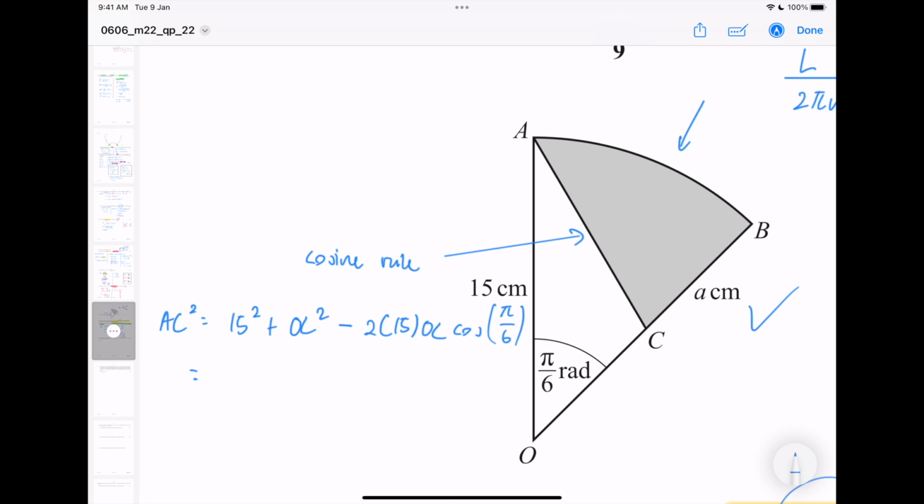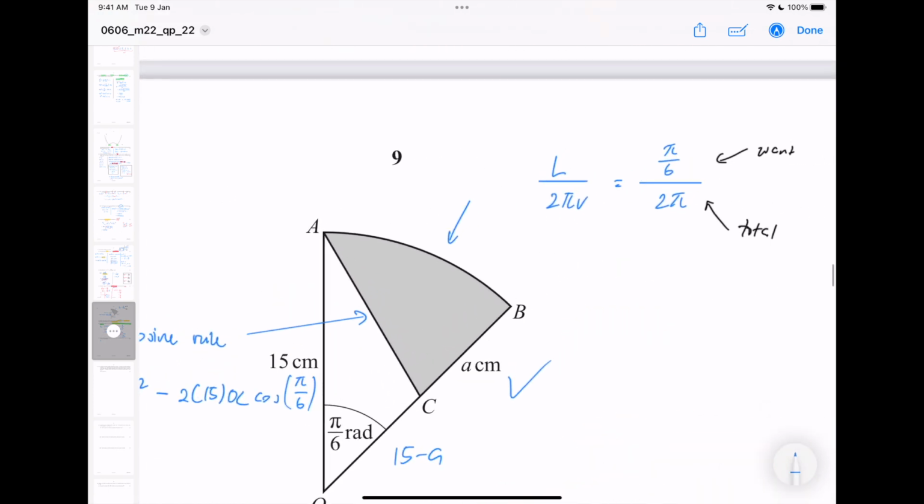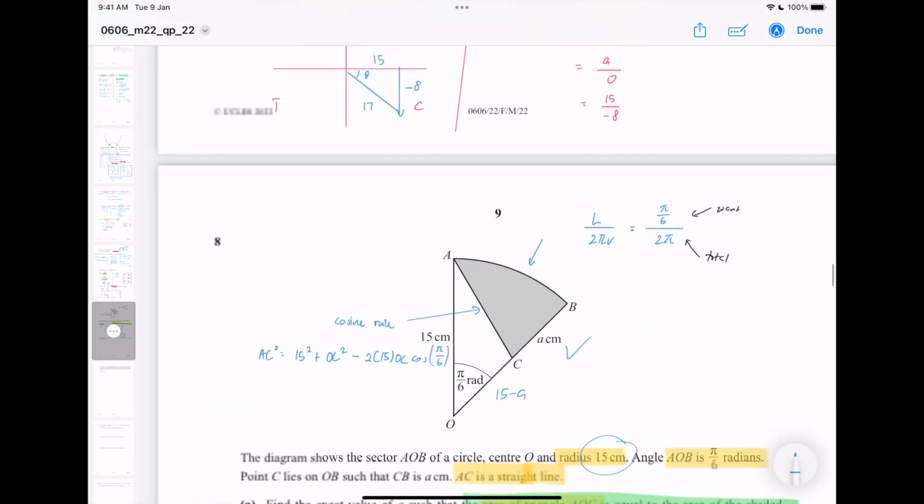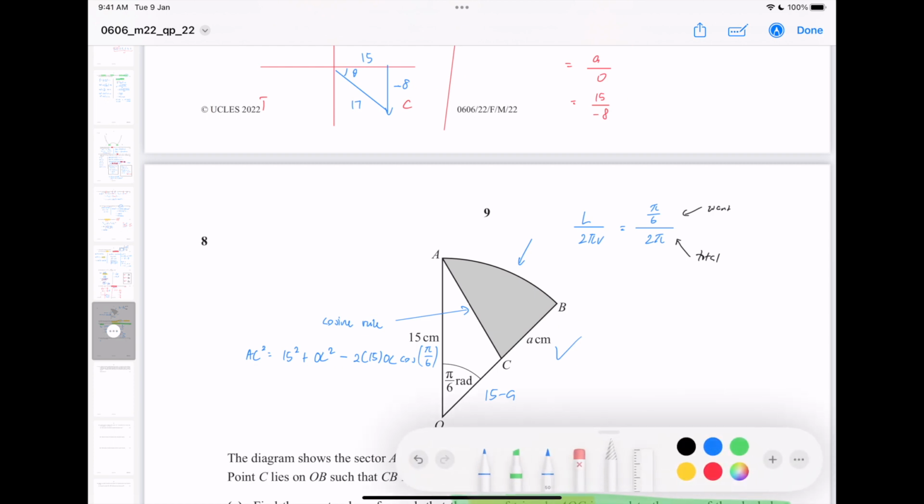Okay, so the front part is just Pythagoras. We know what OC is. It's just 15 minus A. Okay, so it's going to be pretty long. I'm just gonna copy all of that down, and I'm gonna simplify this first before copying all of it down for now.